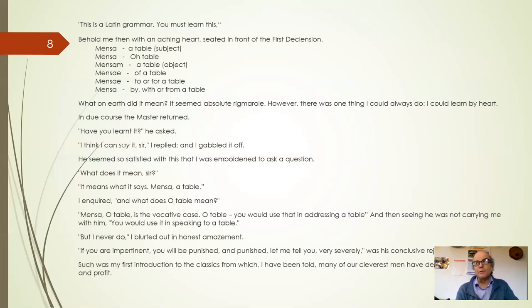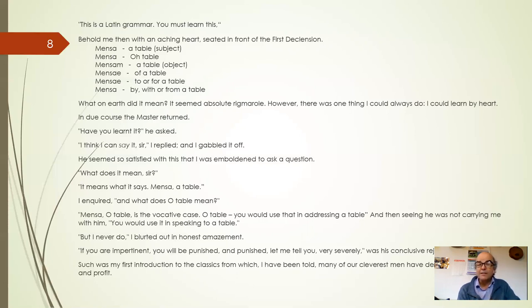Mensa, a table, subject. Mensa, O table, when talking to a table. Mensam, table, an object. Mensae, of a table. Mensae, to or for a table. Mensa, by, with, or from a table. So he learned it. But he says, what on earth did it mean? It seemed absolute rigmarole. But there was one thing I could always do. I could learn by heart.